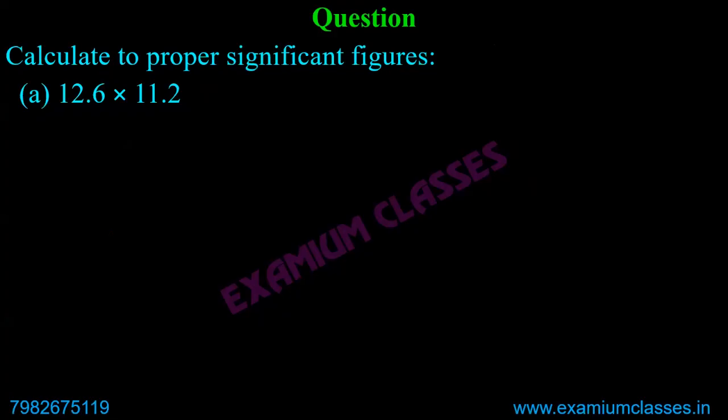Next question on significant figures is calculate the proper significant figures. Means in the answer, how many significant figures should be there? And it is multiplication. The rule for multiplication is that the result will have significant figures equal to the one number which has minimum significance. Least. Here we have in both three. So three minimum significant figures.